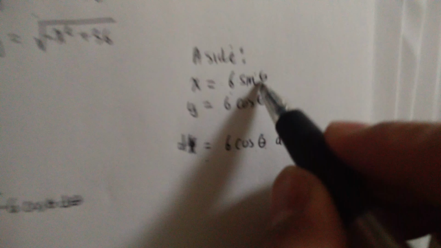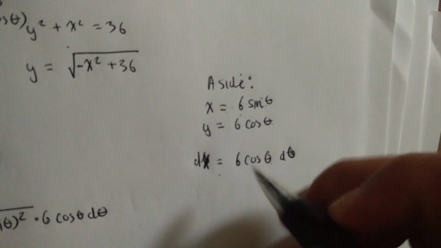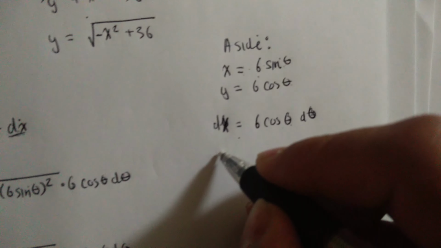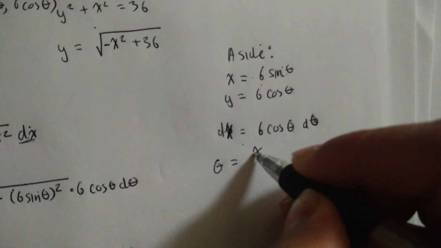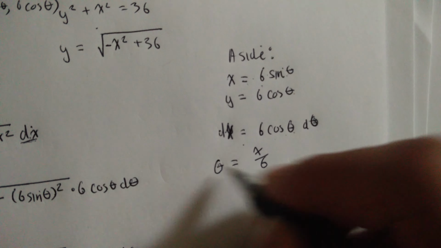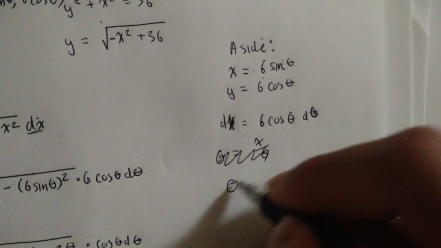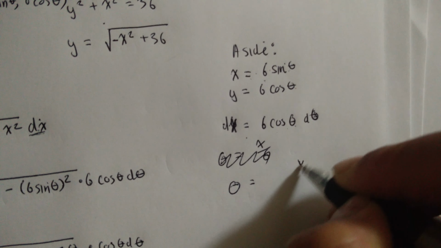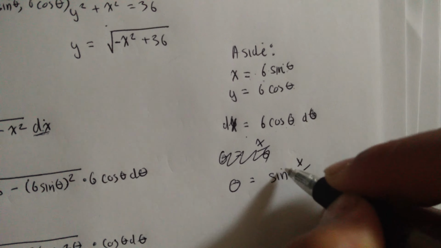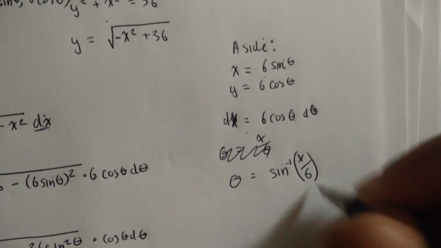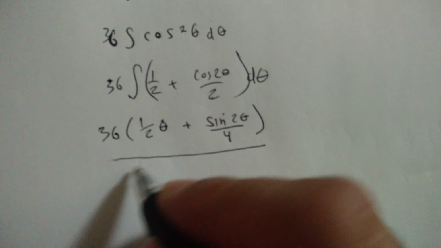Now let's go back here. What is theta with respect to x? Well, if we isolate for theta, we get theta is equal to x over 6, because you move the 6 over, and then you take the sine inverse, or the arc sine, of x over 6. Now we just plug it into this equation right here, and let's put this back in and simplify a little bit.